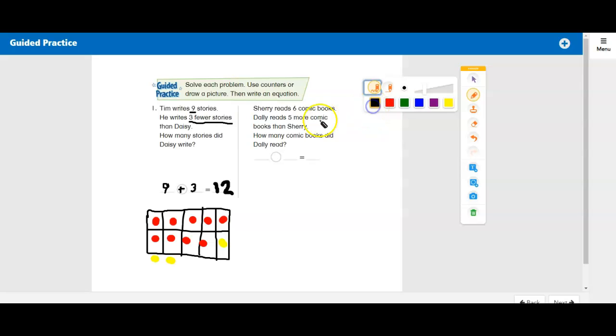Now on our next problem, if Sherry reads 6 comic books and Dally reads 5 more comic books than Sherry, how many comic books did Dally read? Well, let's set up our problem. We know that Sherry reads 6 comic books because it told us right here. We know we are adding because it says Dally reads 5 more. So we need to find out what 6 plus 5 is.